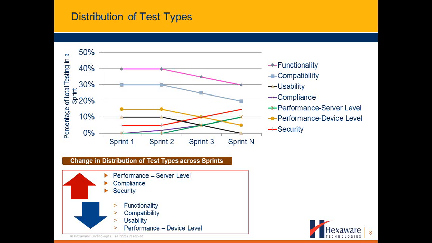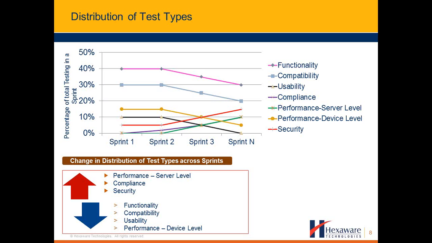For example, the focus of earlier sprint testing will be heavier on functionality, compatibility, validation, usability, and ensuring that the device-level performance SLAs are met. On the other hand, the gradual shift of testing effort will move towards security and compliance testing along with server-level performance testing. Although these are not hard trends, the focus of testing seems to be following this distribution pattern. And that's what is represented here.